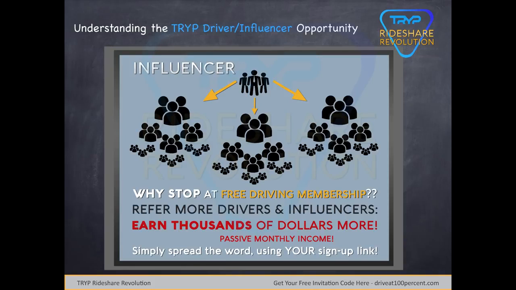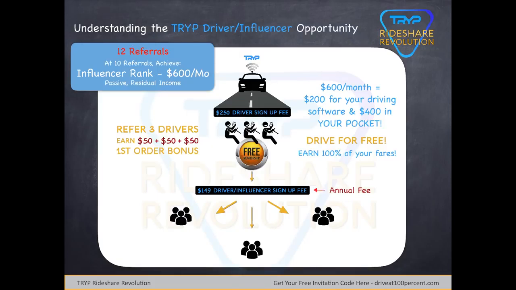So how would this work then? Well, if you think about it, you're bringing in 3 people so that you can drive for free. Those 3 people are also incentivized to do the exact same thing. They're going to want to bring in 3 people so that they can drive for free. So just off of your first 3 people, there will be 3 people each coming in off of those people, and now you have a team of 12 people.